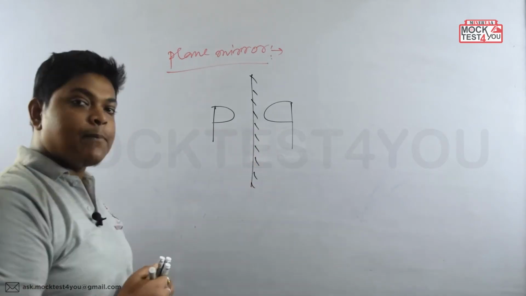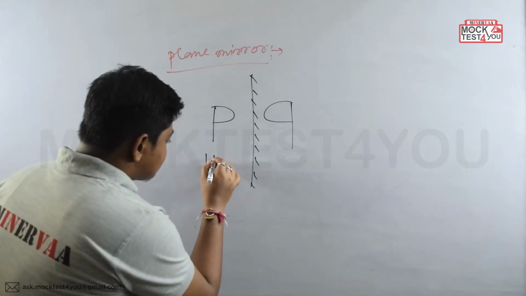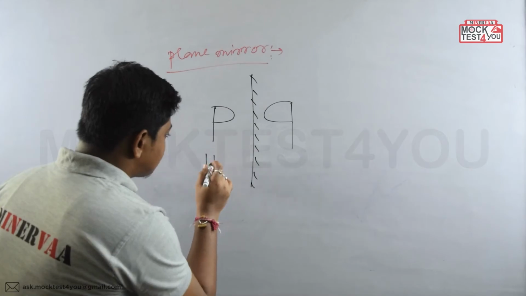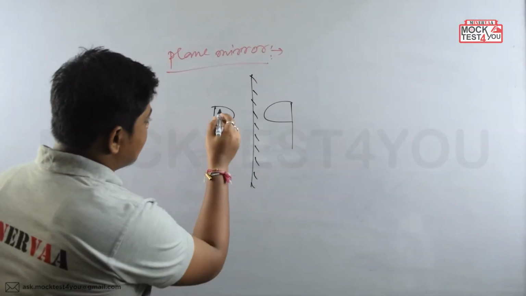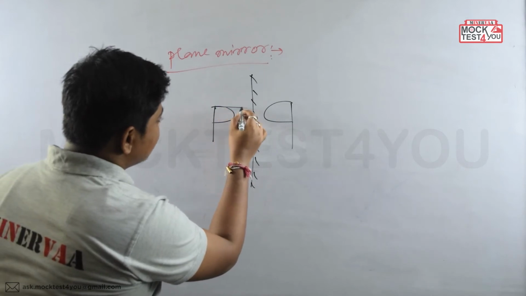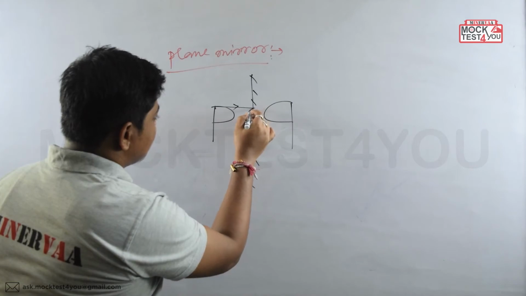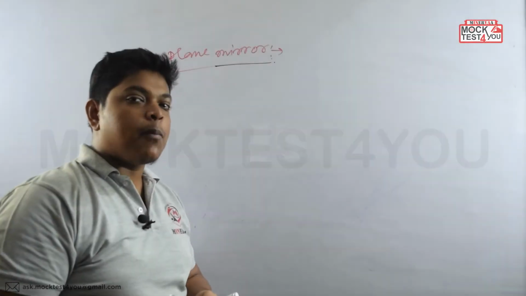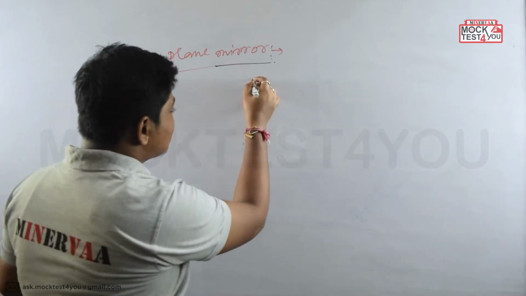Now why does this happen? If you see a small example with respect to that, the light waves are coming to this portion and they are getting reflected like that. Now the next property that we are going to analyze for the case of a plane mirror is lateral inversion.